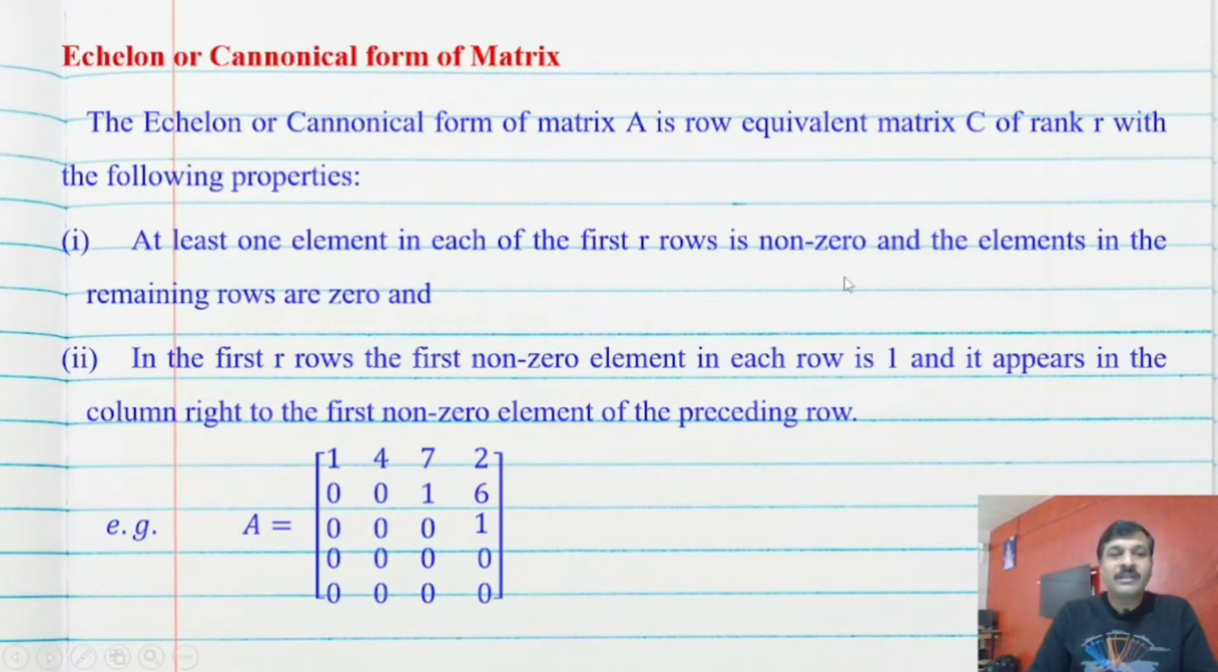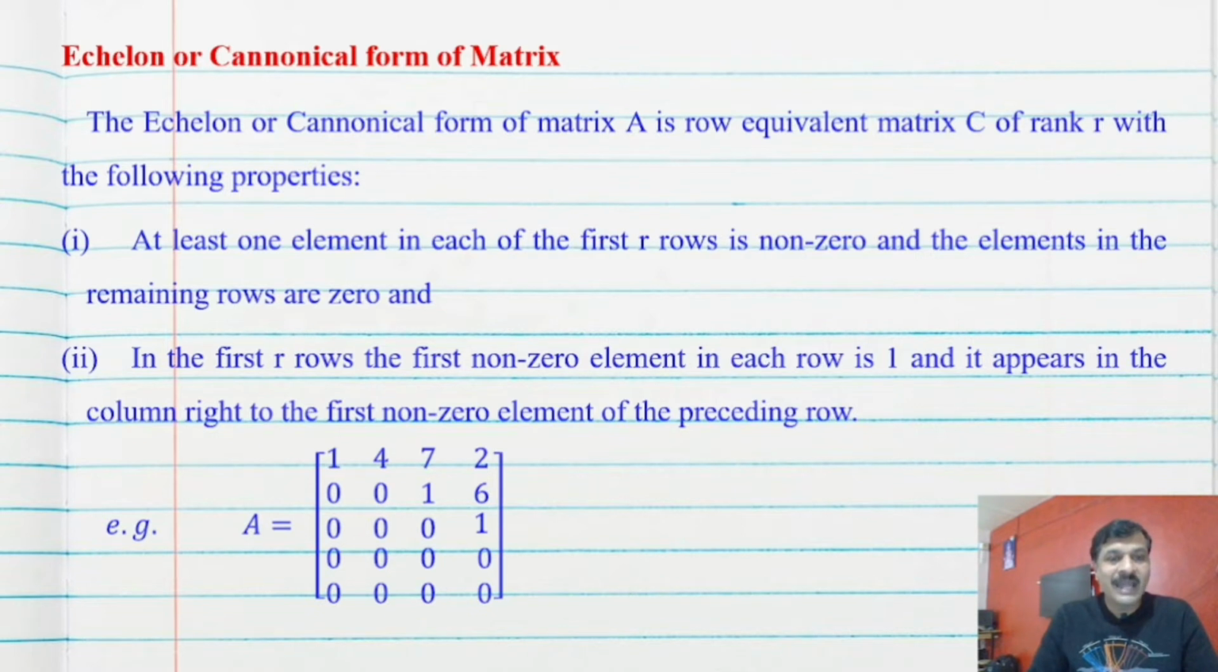Now the echelon or canonical form of a matrix. First, the definition of echelon or canonical form: the echelon or canonical form of matrix A is a row equivalent matrix C. What is the meaning of it? The meaning is that we can use only row transformations. The echelon or canonical form of matrix A is a row equivalent matrix C of rank R with the following properties.